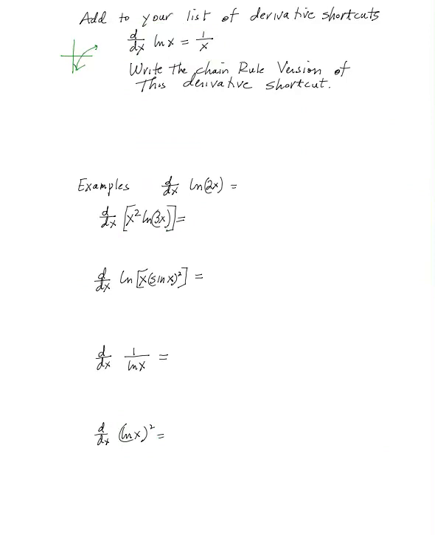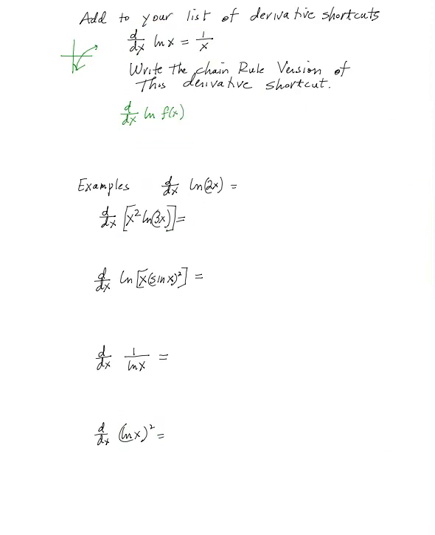Okay, I want everybody to take a minute and write the chain rule version of this derivative shortcut. How do you take a derivative shortcut and get the chain rule version? You replace x with f of x.